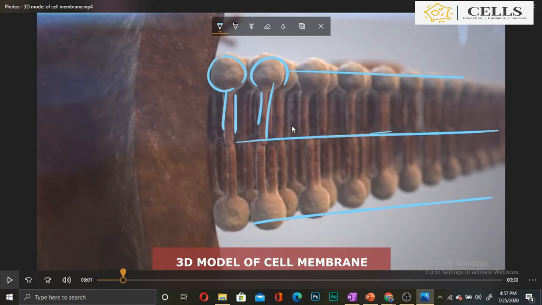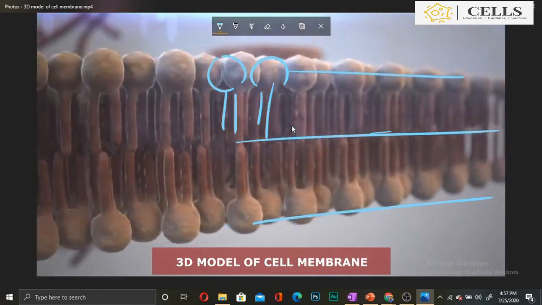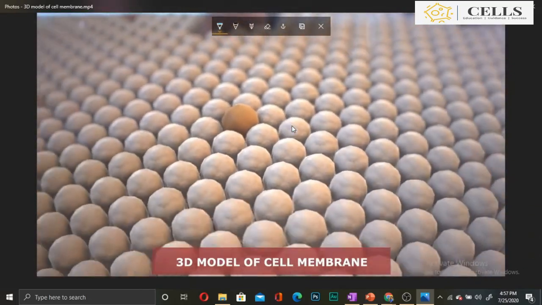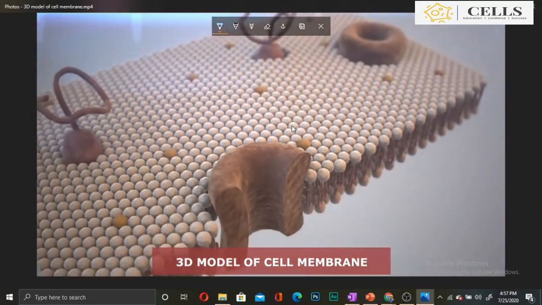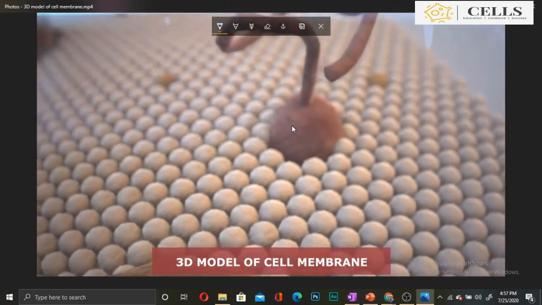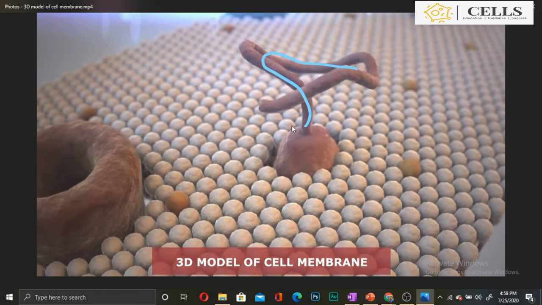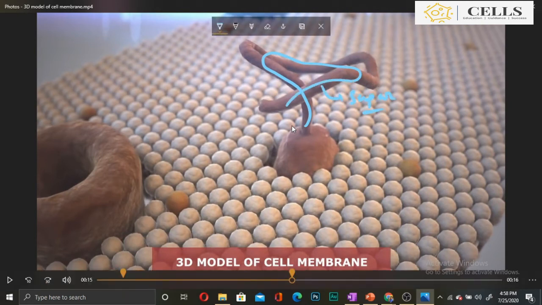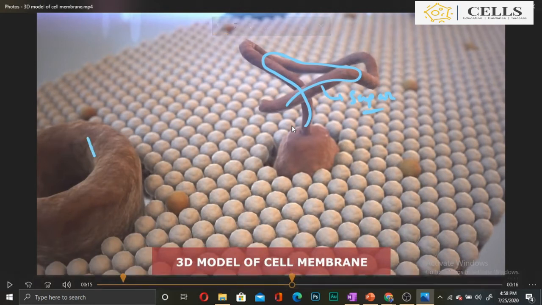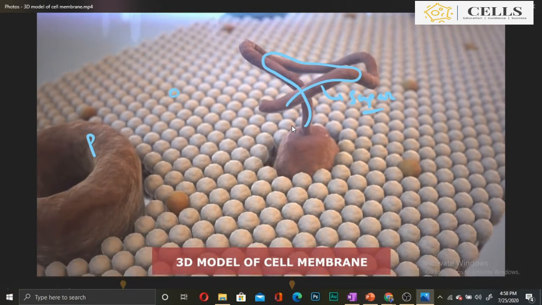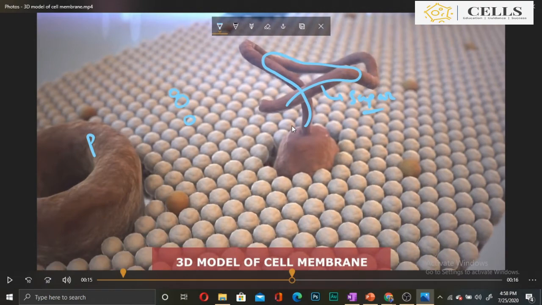Now these are the lipid bilayers, and this is the overall upper view of the membrane. You can see that there are multiple proteins present inside the membrane, which are coming out, and they have these things which are actually the sugar coating. These are the glycoproteins. There are certain glycolipids also present. These are the proteins, and all these things which you are seeing are the polar heads of the lipids.